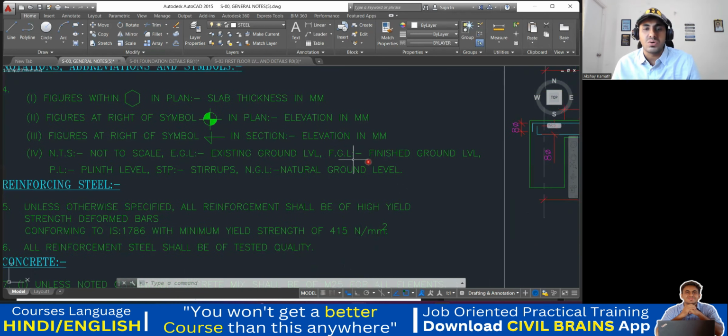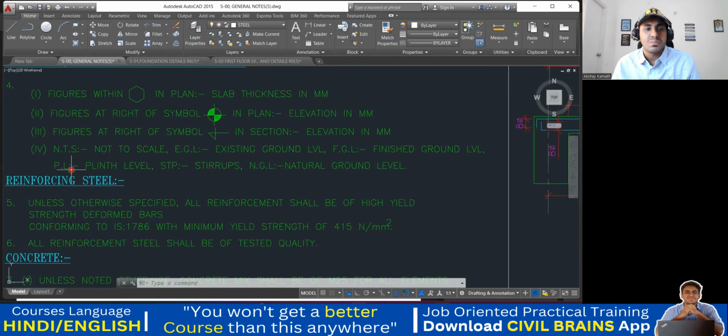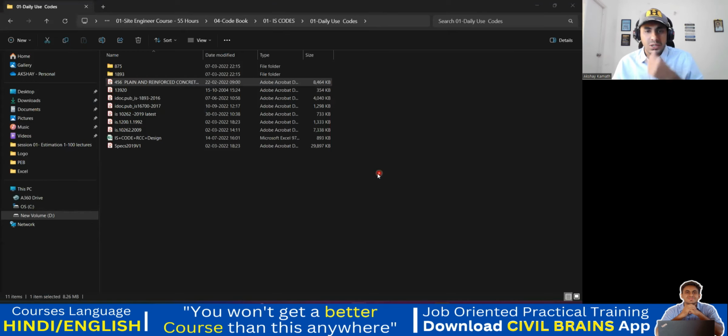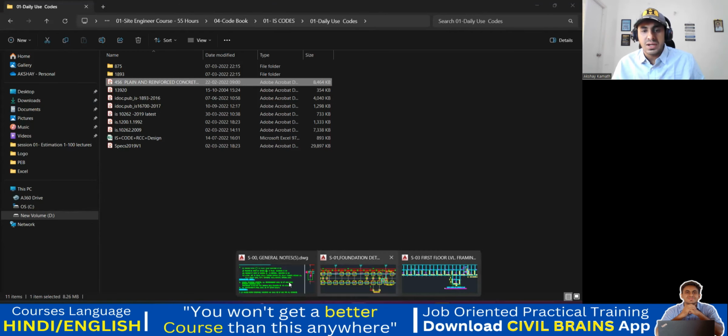FGL is called finished ground level. Next is PL, which is plinth level. STP stands for stirrup. NGL stands for natural ground level. Got it? So these are the things which you need to understand.